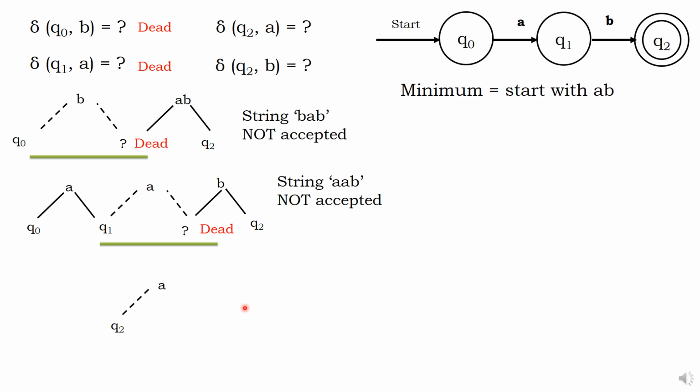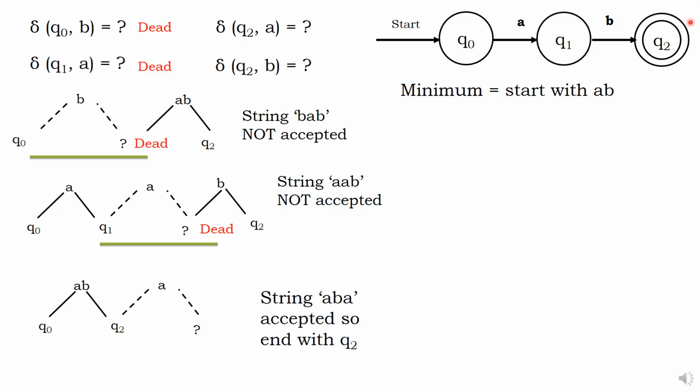Next, Q2 A. Who is before Q2? Who is after Q2? Before Q2, AB. And who is before that AB? Q0. Who is after Q2? Nothing is there. Now the string AB starting is accepted. If it is accepted, what is the accepted state? Q2. So this is the answer, and here it should be Q2.